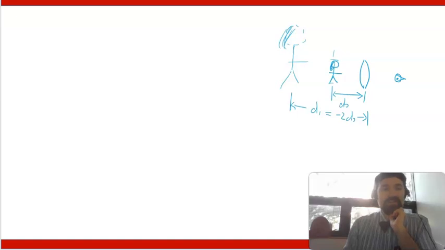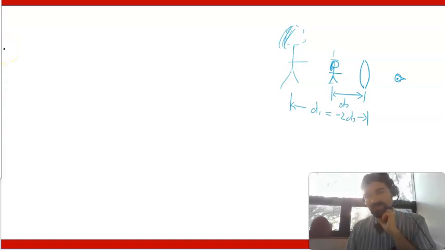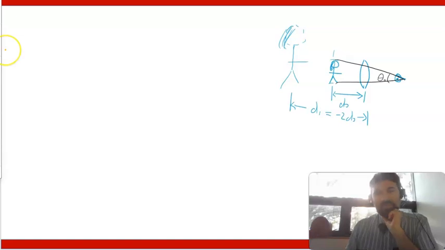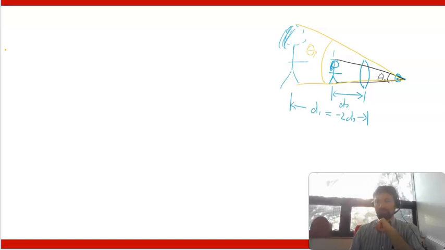And now let's look at what angle is being subtended by each of these two. So this person right here is subtending this angle. We'll call this theta O for object. And now this one right here is subtending a new angle, which is theta I for image.